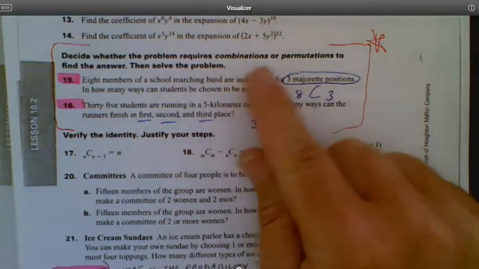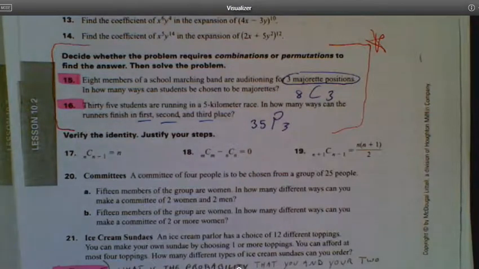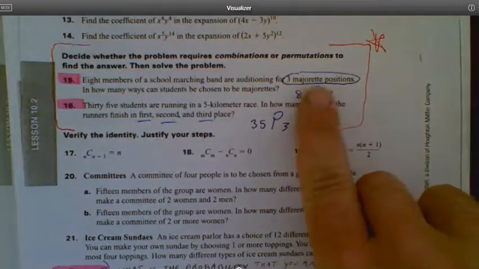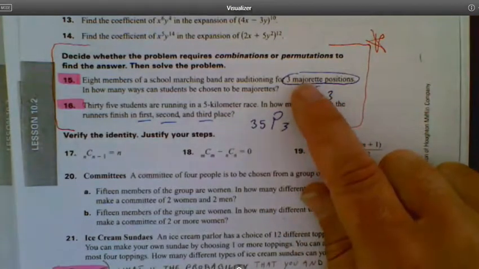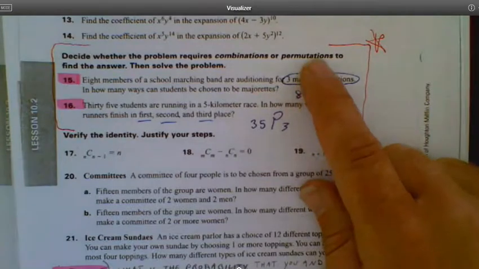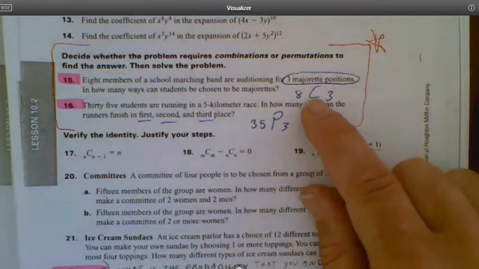So this is where you would have to decide whether it's a combination or a permutation. So I have 8 members of a school band, and they're auditioning for 3 positions. So how many ways can they be chosen? So again, these are just 3 positions. They're all the same position. They're majorettes. And so there's no difference in value. There's no difference in order. So there's nothing that would suggest this is a permutation. It's just a group of 3, and they all 3 have the same value. So that would make this a combination.